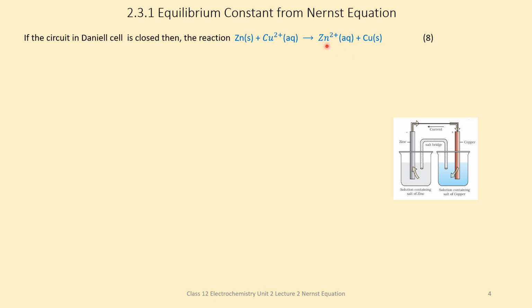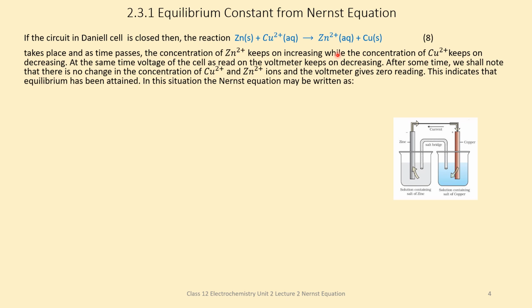So the right hand side, after the long arrow, is the product, and the left hand side is the reactant. Let this be the equation for this reaction of the Daniell cell. If this reaction takes place and time passes, the concentration of Zn2 plus keeps on increasing while the concentration of Cu2 plus goes on decreasing.